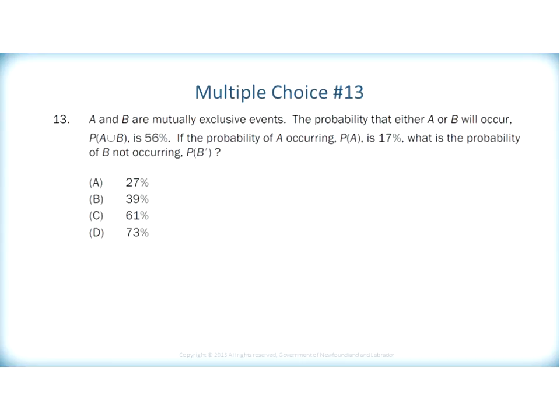A and B are mutually exclusive events, and that's a very important statement. The probability that either A or B will occur is the probability of A union B, and that would be 56%. If the probability of A occurring, P of A, is 17%, what is the probability of B not occurring? We can draw a Venn diagram of the mutually exclusive events A and B. Mutually exclusive, there will be no overlapping region. There's nothing in the intersect.